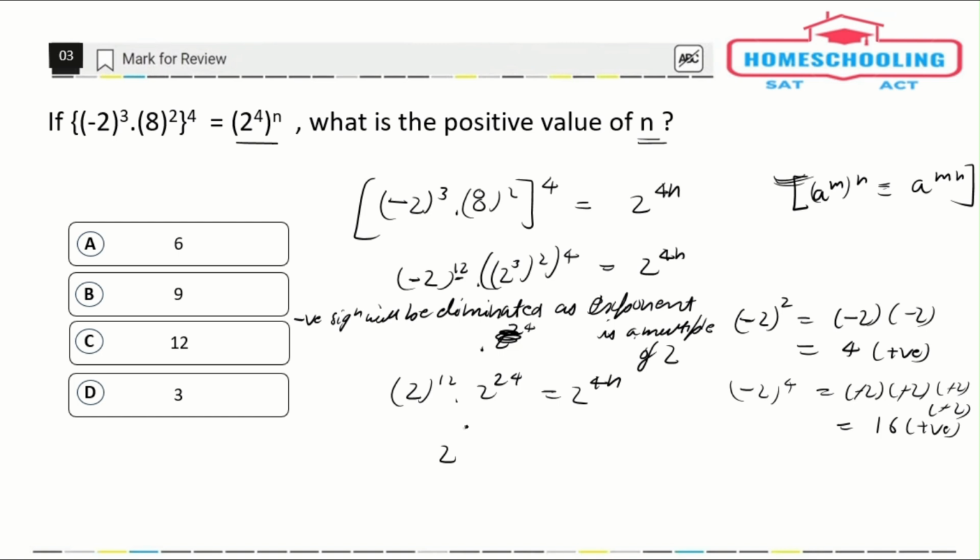So 2 to the power 12 plus 24, that would be 36, and this is 2 to the power 4n. So now we can say that because both bases are the same, we can equate their exponents. So 36 is equal to 4n, hence n is equal to 36 divided by 4, and that is 9. This is your answer. So option B is your correct answer.